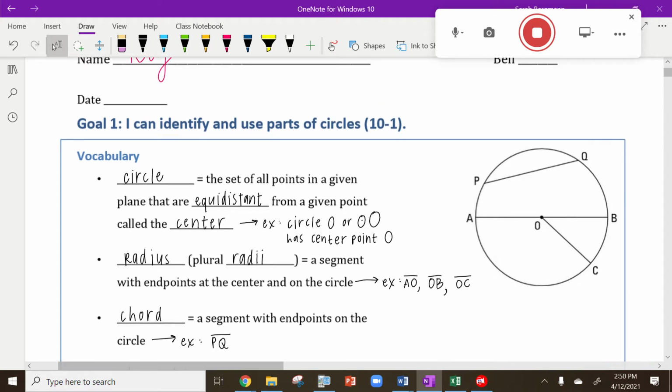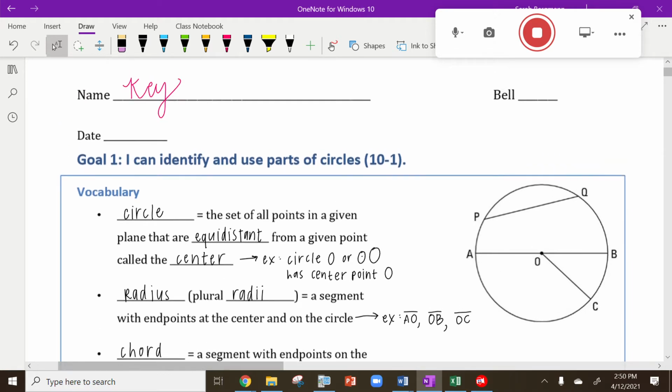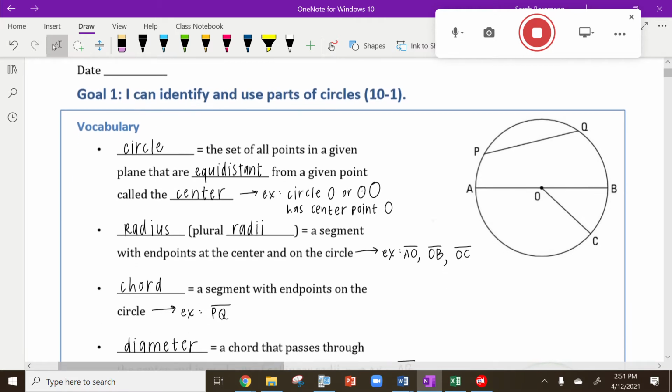Welcome back, everyone. Today we are starting Unit 5A. This is all about circles. This is Chapter 10 in your book. We are going to start with identifying and using the different parts of the circles.